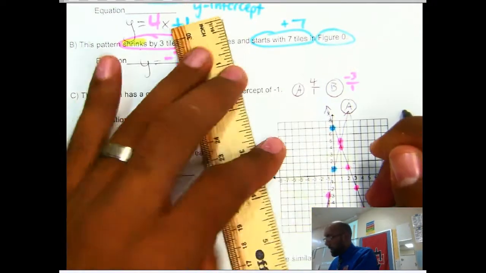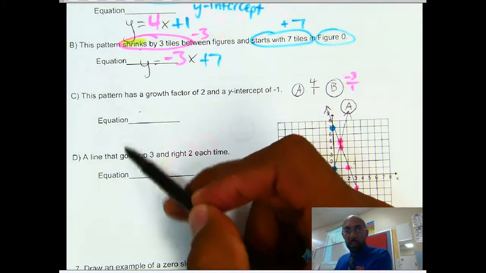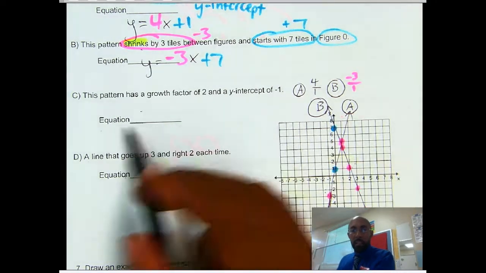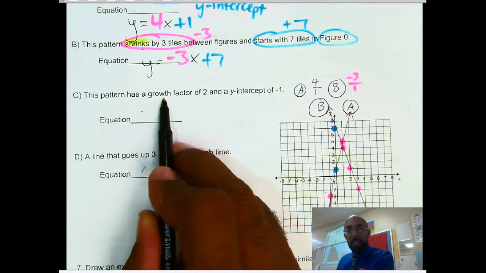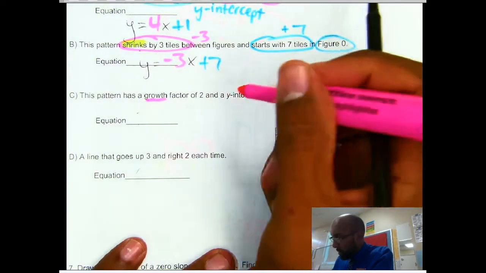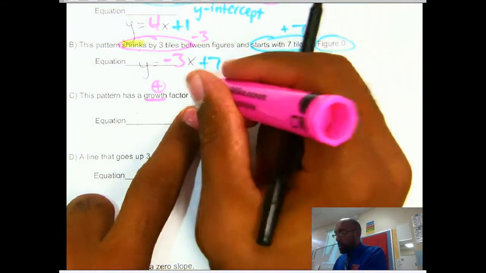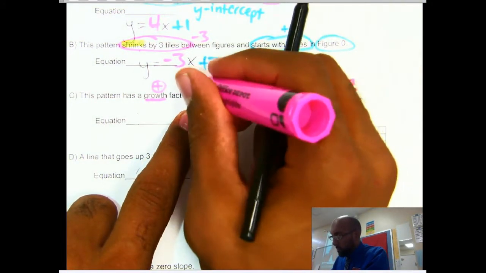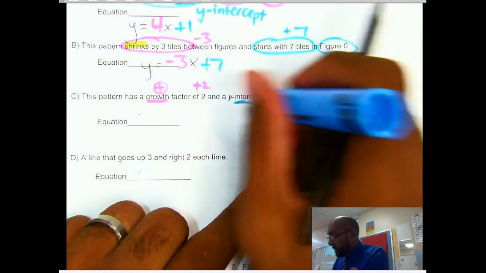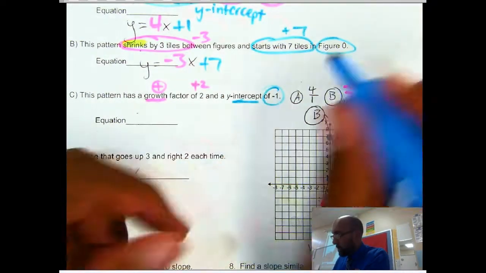There, and then make sure, again, which line is this? Is this A, B, C, or D? So I put B next to the line. Okay, now the next one. This pattern has a growth. Remember, growth means it's growing, getting bigger, so that means plus 2. So plus 2 for the slope. And y-intercept. Now remember, y-intercept is the same as the start. So y-intercept of minus 1.